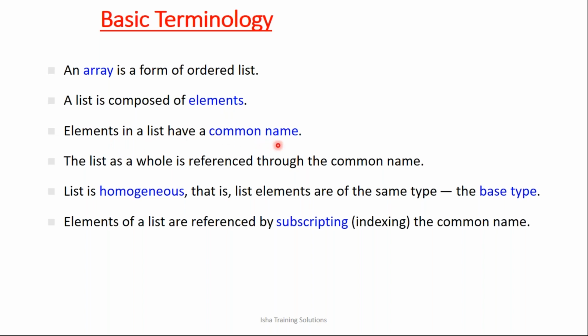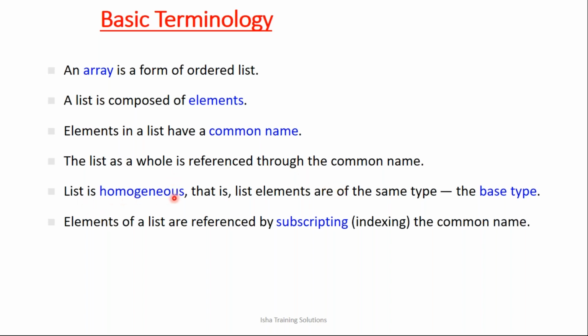Elements in the list have a common name. The common name here is simply the variable or array name. Mark is the variable name here and it is of array type. So mark of 0, mark of 1, all have the same name, but the index number keeps changing. The list as a whole is referenced through the common name. Wherever you need it in the program, that name will be used. The index number is changed whenever it is needed.